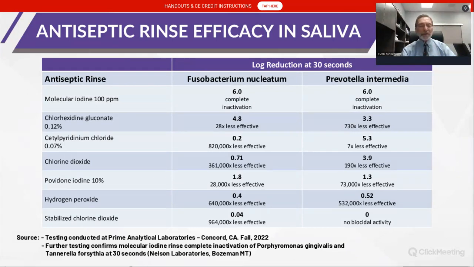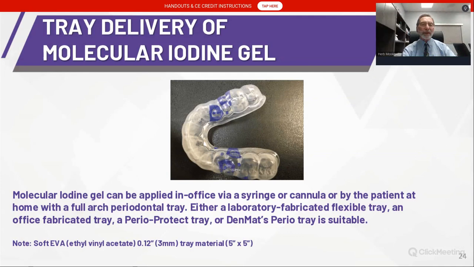The same testing was repeated for the molecular iodine on 2 other prominent periodontal bacteria, Porphyromonas and also Tannerella. And also, in the presence of saliva, within 30 seconds, they were completely inactivated by the molecular iodine. Not only is molecular iodine available for oral care as a liquid, it's also available as a gel.